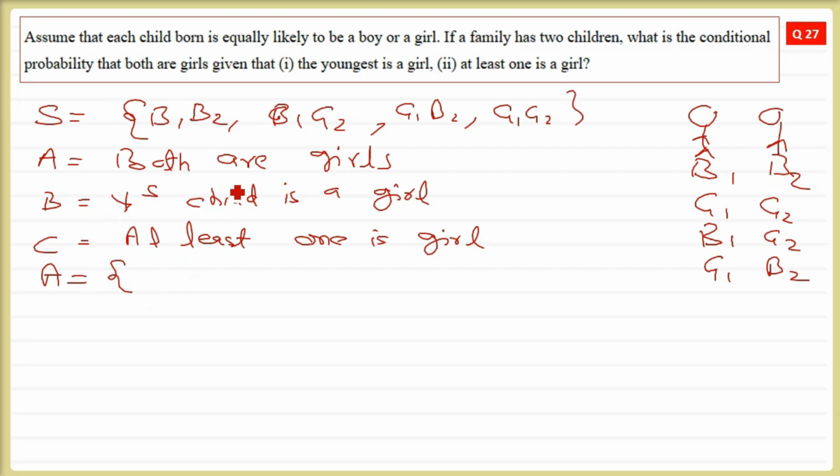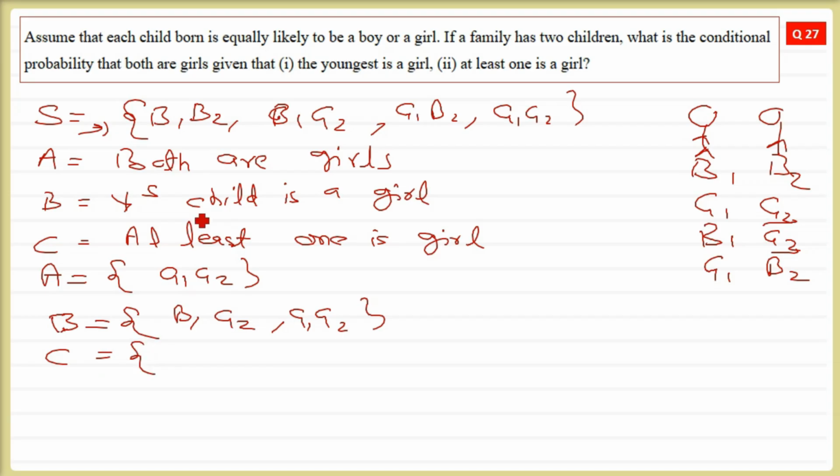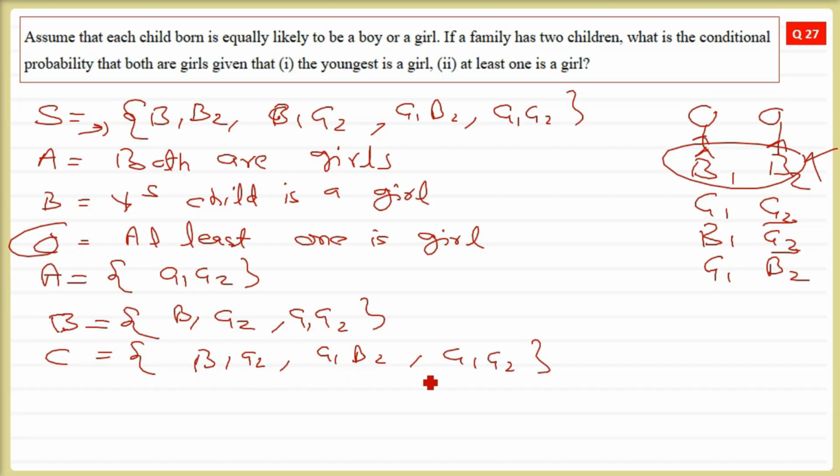Now let's make A. We are making the set both are girls, so G1, G2. Then B: the youngest is a girl, which means the second child should be a girl. So G2 should be there. So G1, G2 and B1, G2 are the possibilities. I'm taking it from the sample space only. So B1, G2 and G1, G2. C is at least one is a girl, so only the all-boys outcome can be ignored. Others can be taken: B1, G2, G1, B2 and G1, G2. So all these three have at least one girl. Number of elements in A is 1, in B is 2, in C is 3.